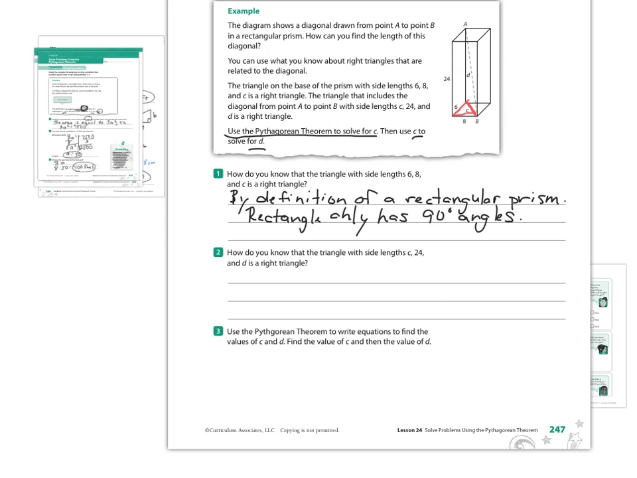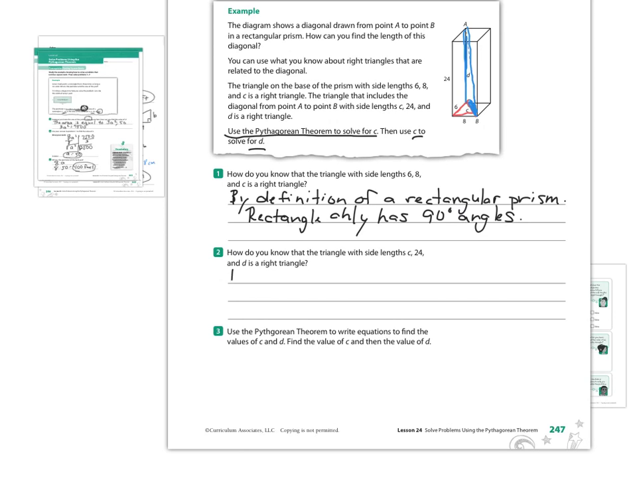Number 2, how do you know that the triangle with side lengths C, 24, and D is a right triangle? I'm going to trace that in blue. So C is this side. 24 would be the height of that rectangular prism. And then D is that dotted line that goes from vertex A to vertex B. How do you know that triangle is a right triangle? Once again, definition of a rectangular prism.